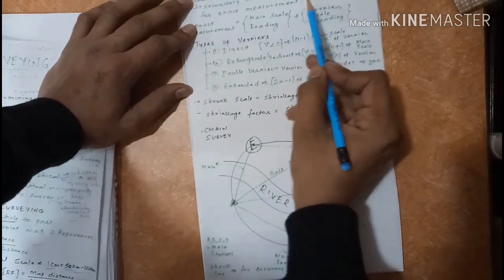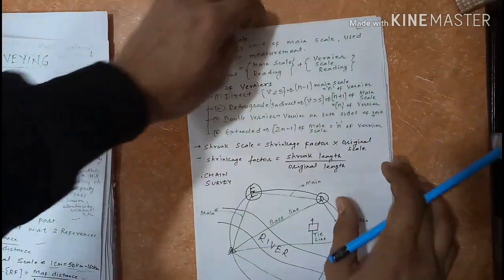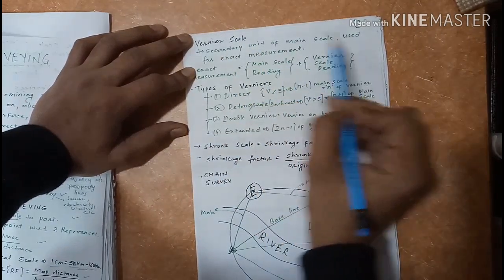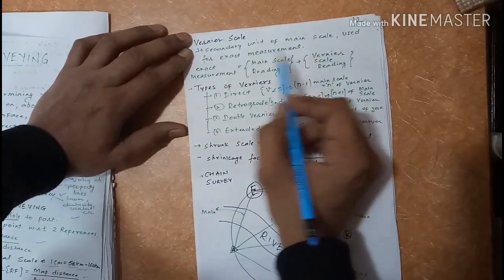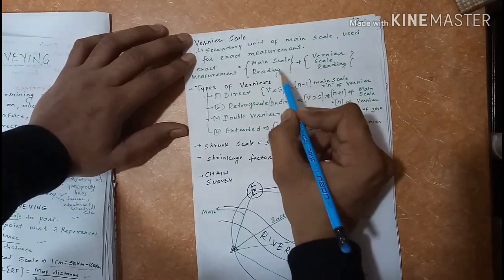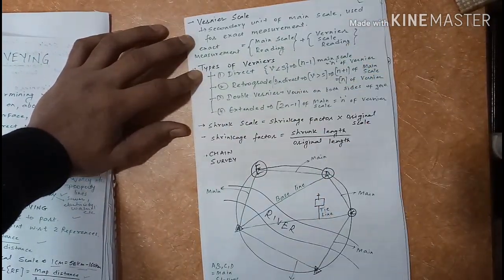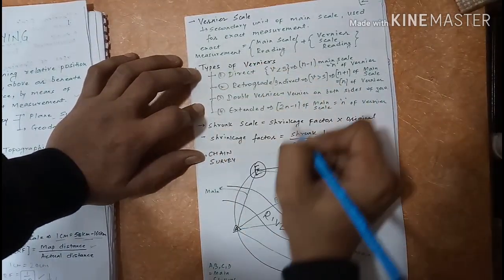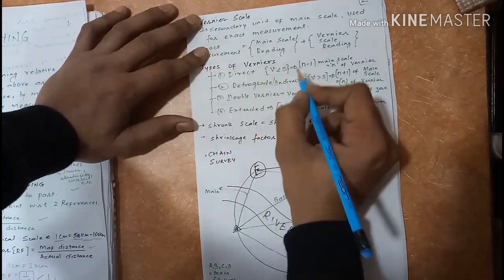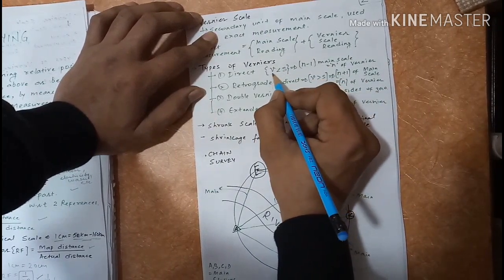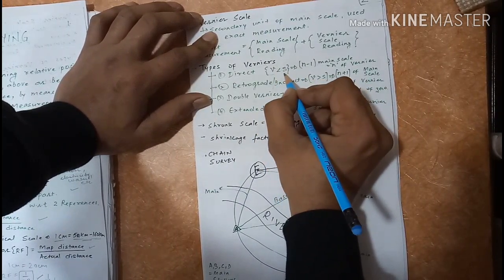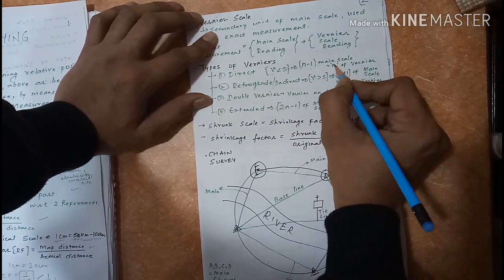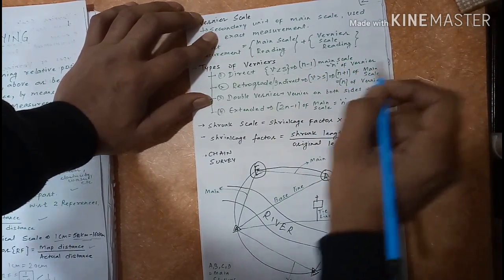Vernier scale is the secondary unit of the main scale, used for exact measurement. Exact measurement will be equal to main scale reading plus Vernier scale reading. Now, types of verniers. There are 4 types of verniers. The first one is direct vernier. In this, the Vernier scale division is smaller than the main scale division. So in this, n-1 main scale divisions are equal to n divisions of vernier.